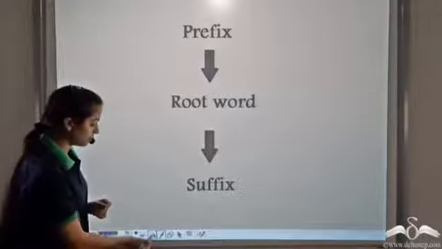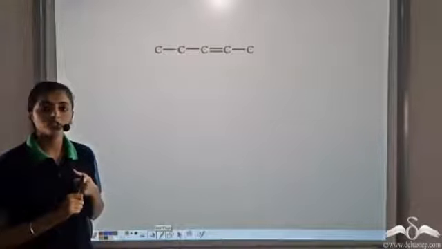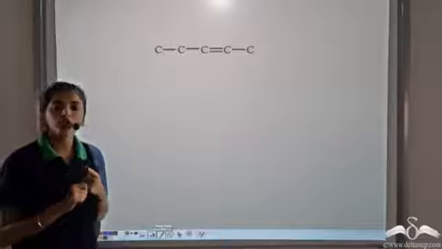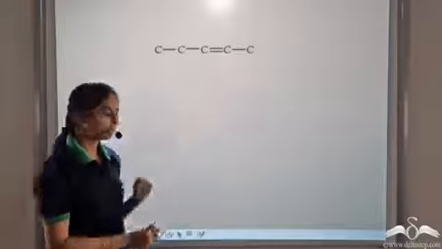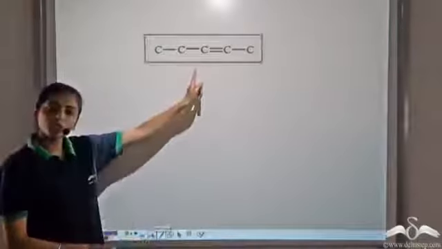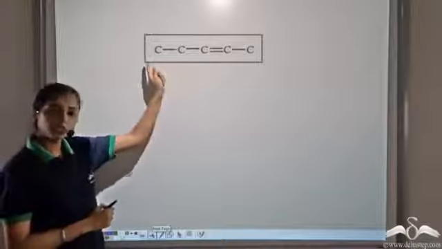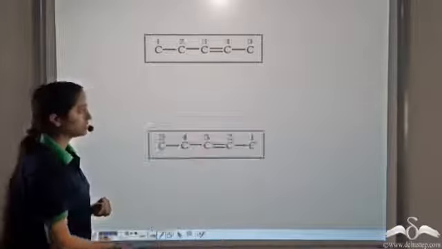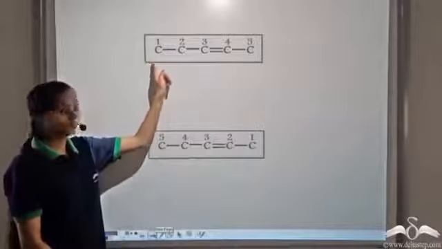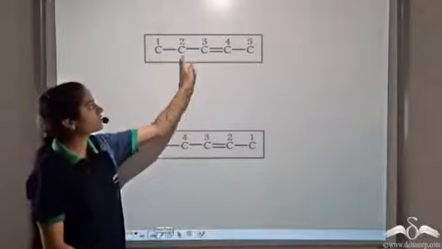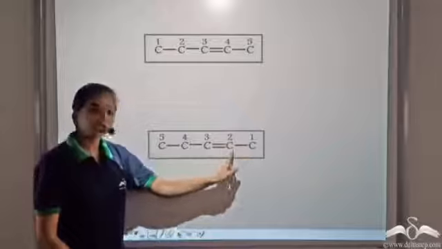Let's take another example. We are given this organic compound. The first step is to find the longest carbon chain containing the functional group. In this case, the double bond is the functional group. So we include the double bond in the longest carbon chain. Now we can start the numbering either from left or from right. If we start from left, the double bond gets position 3. If we start from right, the double bond gets the position number 2.